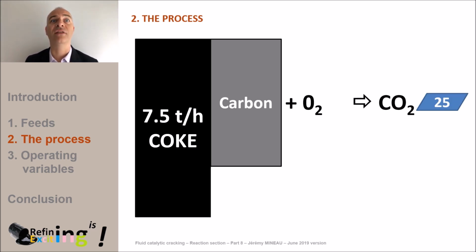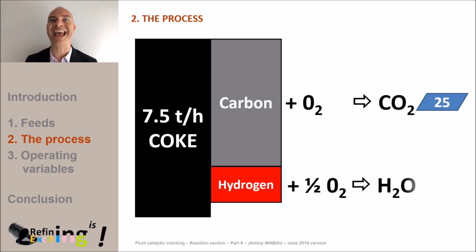It is to be pointed out that the coke formed in the reactor contains a small proportion of hydrogen. This hydrogen amount is variable, but a typical order of magnitude is that about 0.8 tons of water is produced per ton of coke. Thus, the flue gases will contain about 6 tons per hour of water.